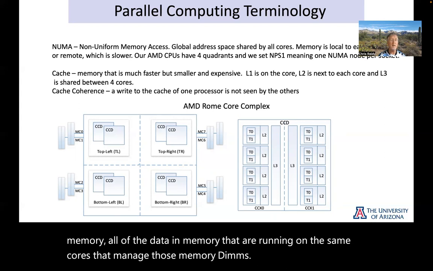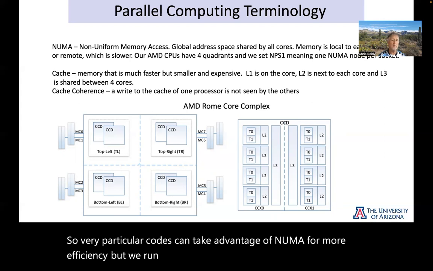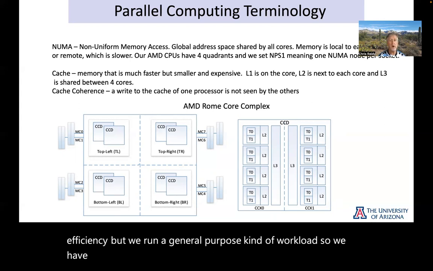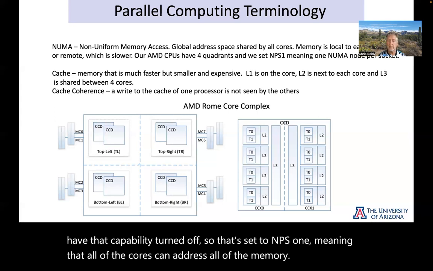So very particular codes can take advantage of NUMA for more efficiency, but we run a general purpose kind of workload, so we have that capability turned off. So that's set to NPS1, meaning that all of the cores can address all of the memory. Cache coherence. So let's talk about cache for a little bit.